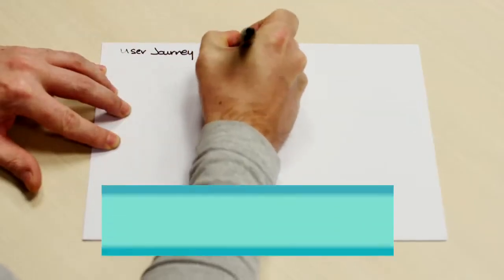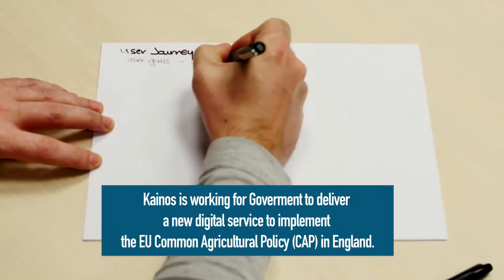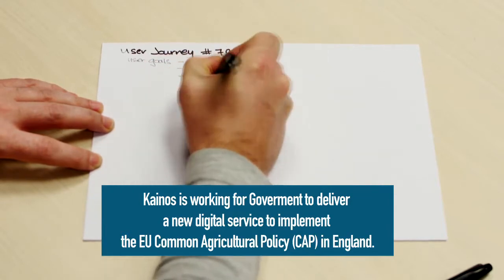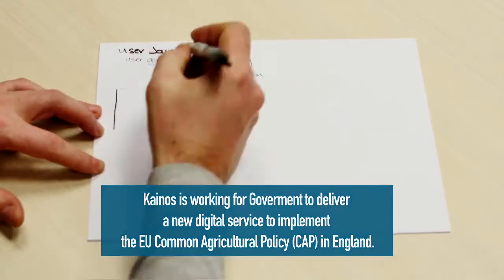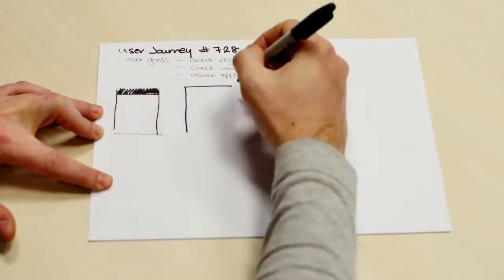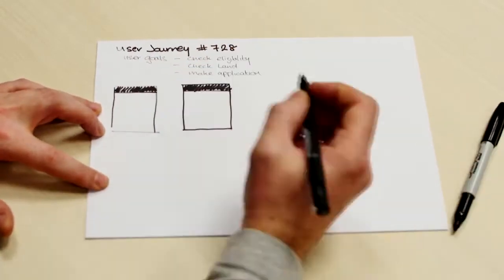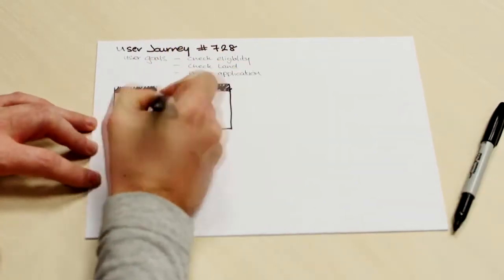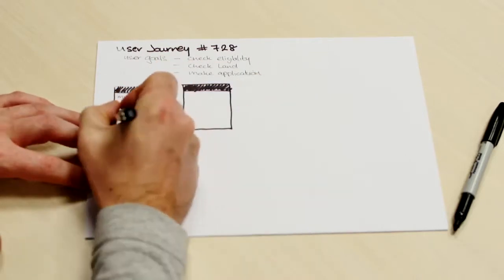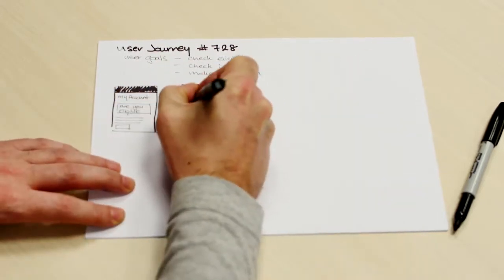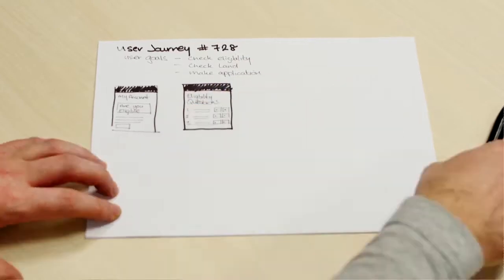This is a user journey exploring how a user is going to move from their account page, check their eligibility, check their land and make an application. First, we wanted to see where they were coming from. We wanted to check if they were eligible to move on. Once we know they're eligible, then we need to gather more information.